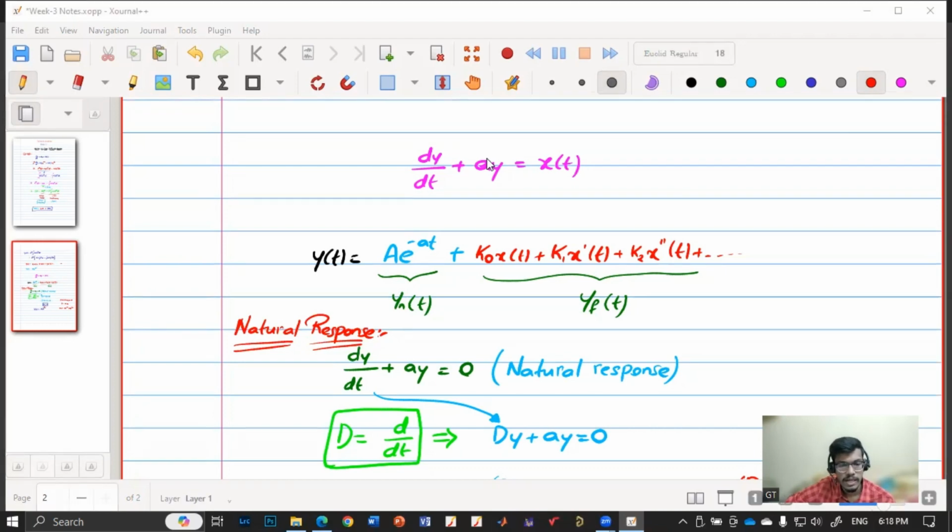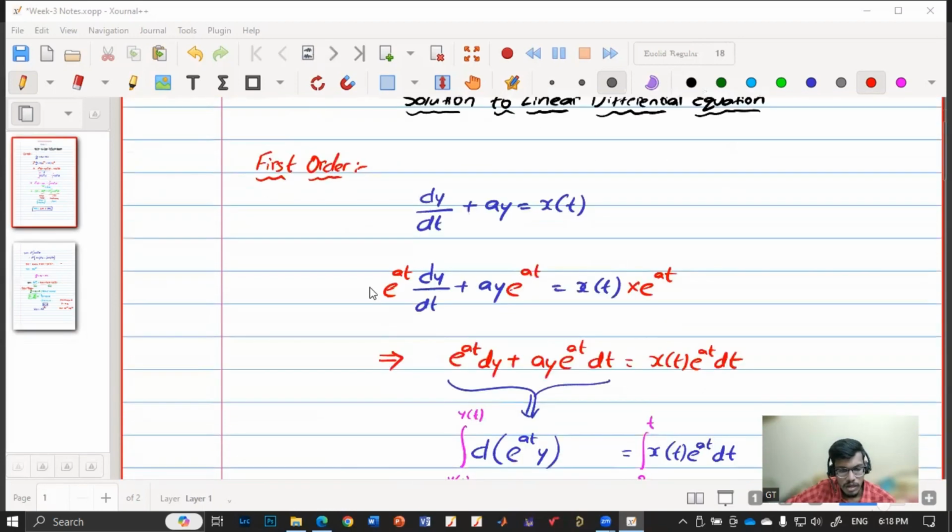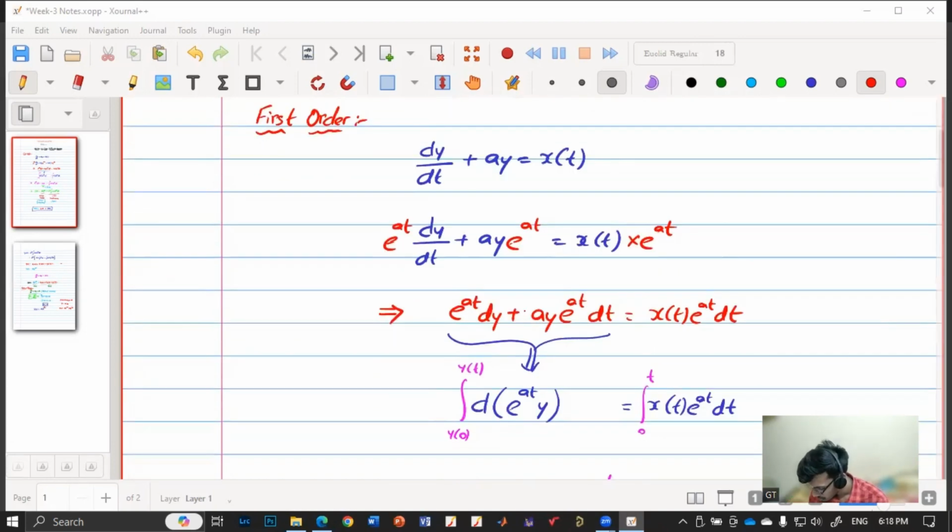Sir, can you please explain the second step again, before the integral, on the first page? Okay. Let me go back to the first page. If you are asking about this step or maybe this step, let me quickly explain. The given equation is a first order differential equation. I have multiplied by e to the power at. Why? Because I want it to be in this format. After multiplying by e to the power at, I have multiplied on both sides by dt. So my term will be e to the power at dy plus ay e to the power at dt.